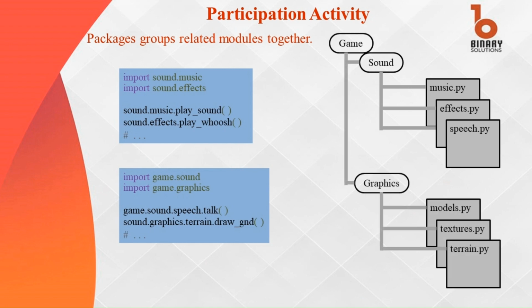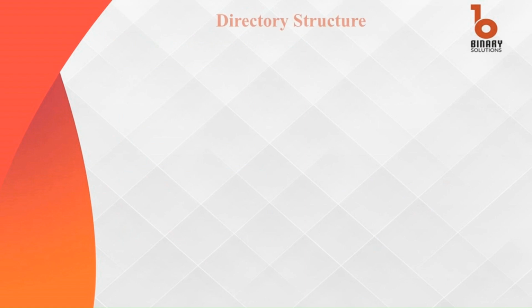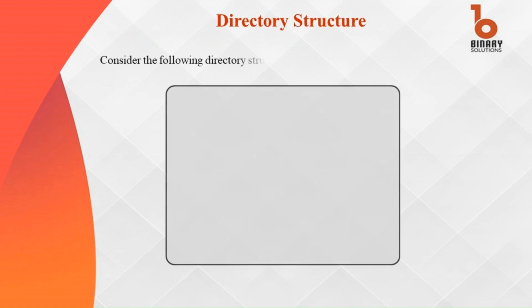Similarly, the game package contains subpackages like sound and graphics, which organize game related functionalities like audio and visual effects. This structure helps keep the project clean, modular, and easy to navigate, ensuring that related components are grouped together for clarity and maintainability. This example illustrates a well structured directory setup for organizing art related modules within a Python package.